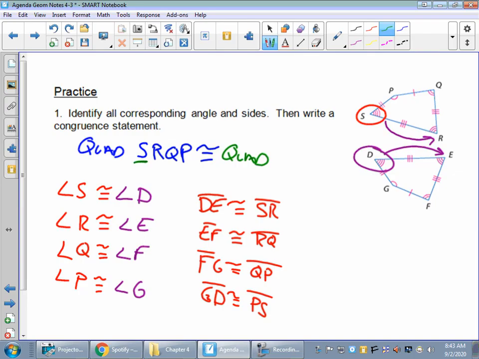So since S corresponds with D, it would start with D, and we know that R goes with E, and then we'd have to say F and G, right? Because Q goes with F, and P goes with G. And sometimes if you can get the congruent statement first, it makes a lot of the other stuff a lot easier, because you could easily see that S goes with D, and Q goes with F, and so on and so forth. So sometimes that's not a bad way to go, get the congruent statement first.